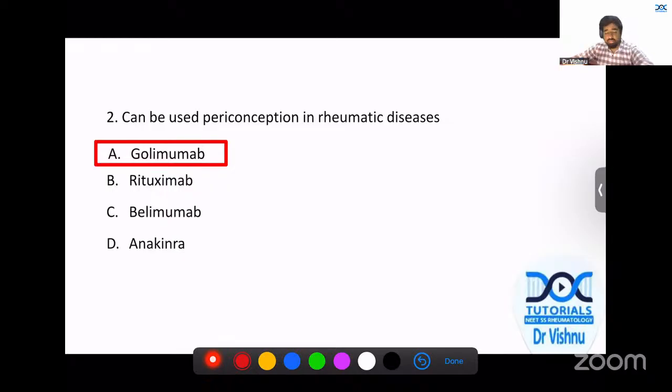Again, very, very poor question, I would say, because evidence is not good. Especially see belimumab, anakinra evidence is good, but rituximab evidence is not there. Golimumab, in some particular papers, has shown that it is good. That is why it's the best answer. There's no doubt that it is the best answer here, but again, evidence is not very strong.